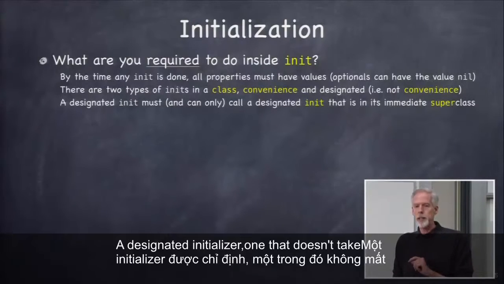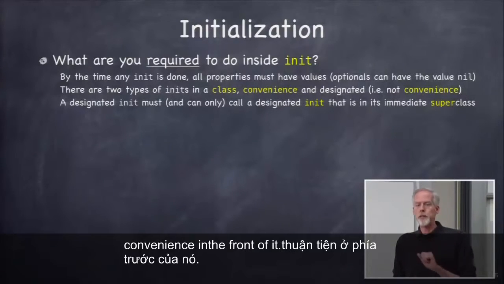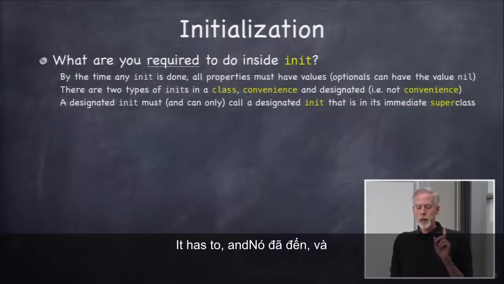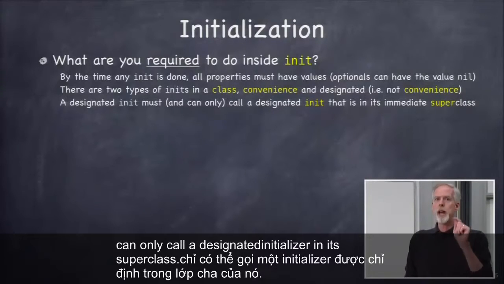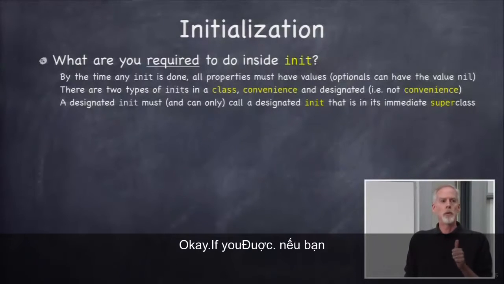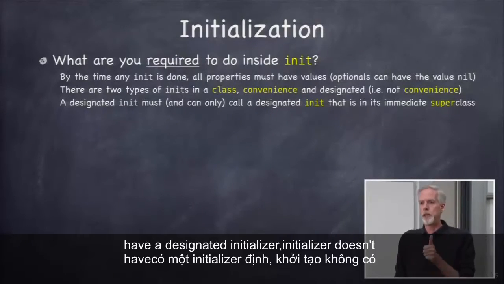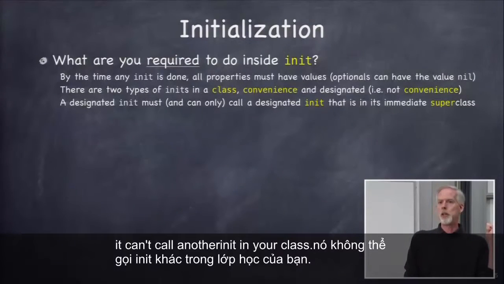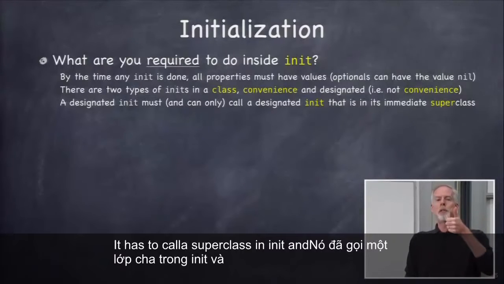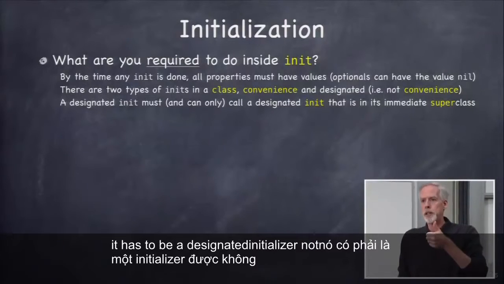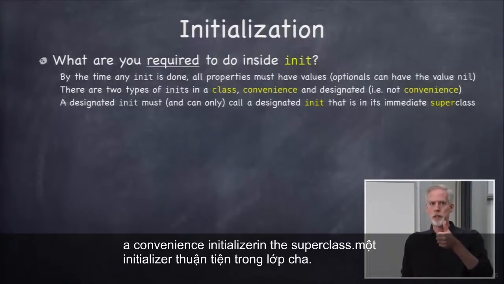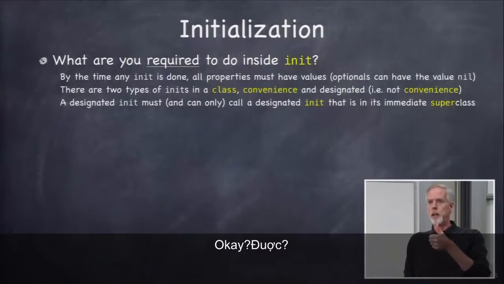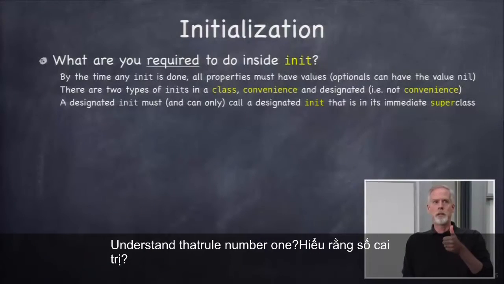A designated initializer, one that doesn't say convenience in the front of it, has to and can only call a designated initializer in its superclass. This is a very important rule. If you have a designated initializer that doesn't have the word convenience in front of it, it can't call another init in your class. It has to call a superclass's init, and it has to be a designated initializer, not a convenience initializer in the superclass. Okay? Understand that rule number 1?